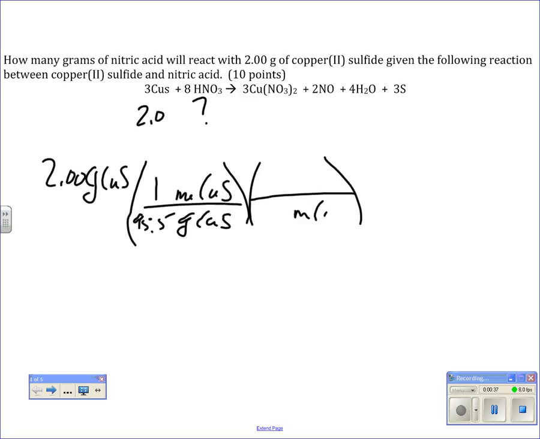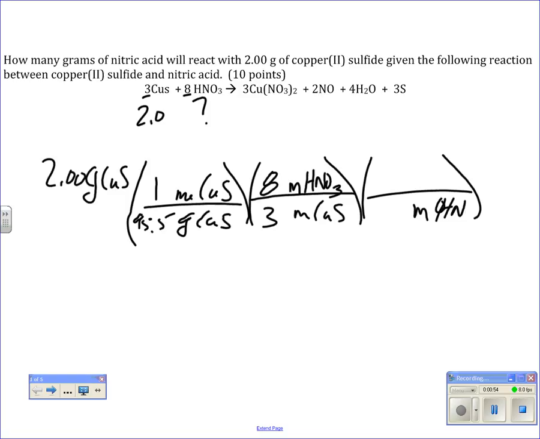Get rid of our moles of copper sulfide, go to moles of HNO3. Our mole ratio is 8 to 3. Again, that's just the numbers from the equation. And lastly, we need to get rid of moles of HNO3 and go to grams of HNO3. 1 mole is 63 grams. We can see the grams cancel out, moles cancel out, and if we do the math, we're left with 3.5 grams of HNO3.